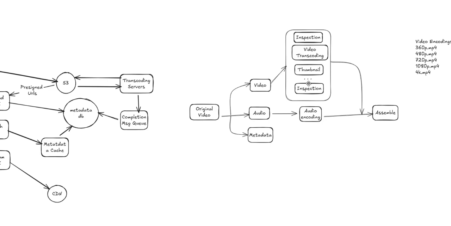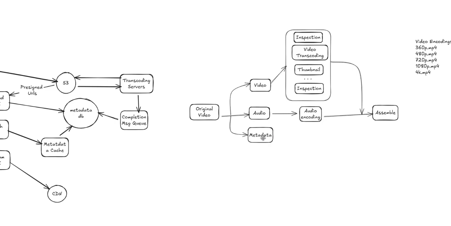Then there is an audio track. The audio track has its own separate pipeline. It will do audio extraction, audio encoding into formats like AAC or Opus, and loudness normalization. And the final track, which is metadata, is extracted and stored as is.